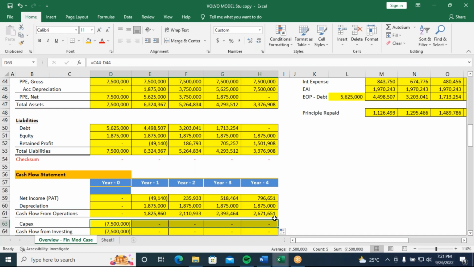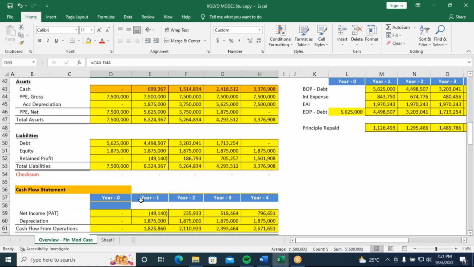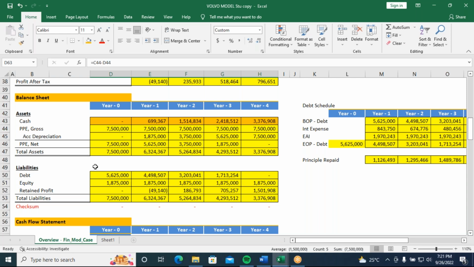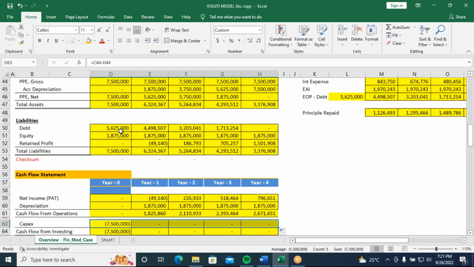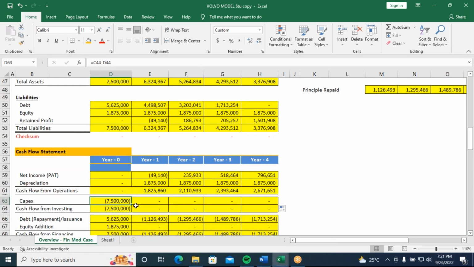Ma'am, that one was already year zero value. Sorry, this PPE gross. Yeah, previous year, whatever the gross value I have, I have to subtract it with the current year. So previous year minus the current year, I'll be getting my capital expenses. When I select and drag, I'll come to know what is the capital expenses that has happened throughout that particular period of time.